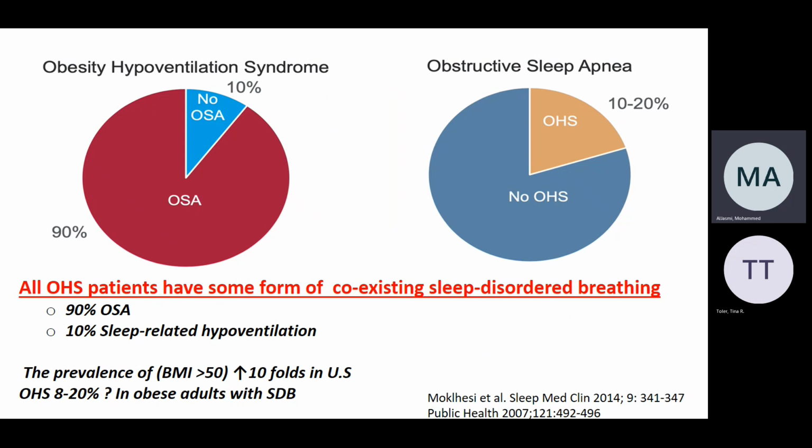So this is actually a very important slide that tells you what kind of sleep disordered breathing we have associated with OHS. In the first pie chart that you see, 90% of patients with OHS have coexisting sleep apnea, 90%. So this cohort is easy to identify, right? No one usually will miss them, but sometimes the other 10% can be tricky.